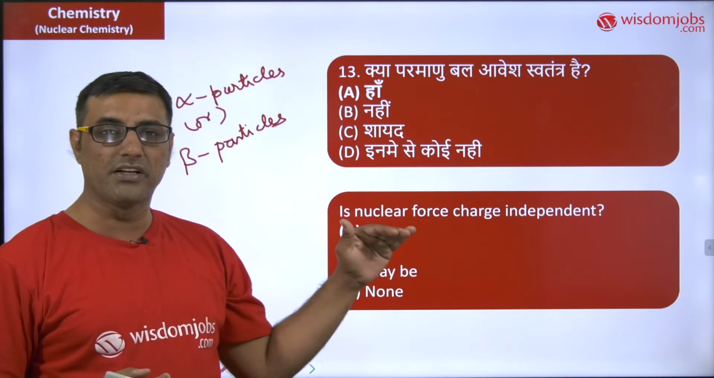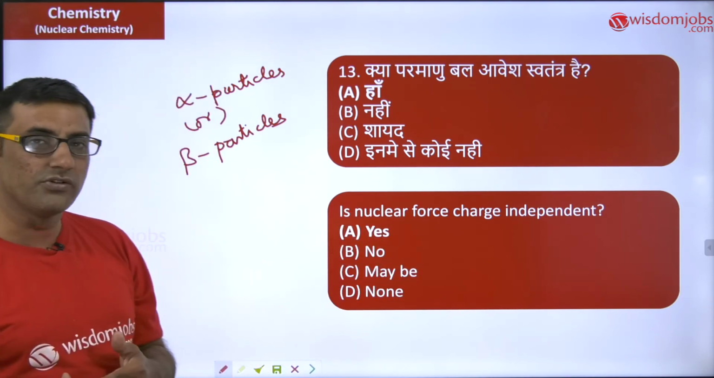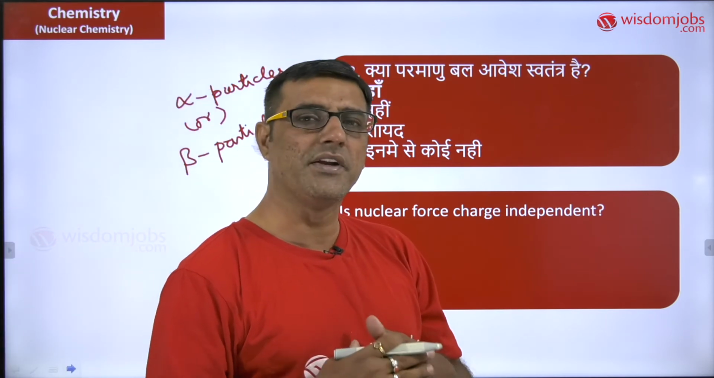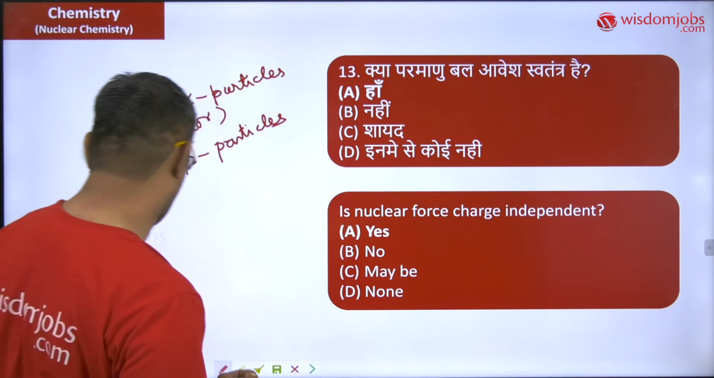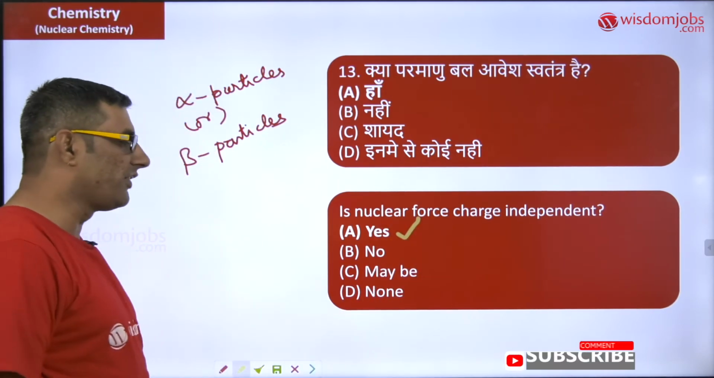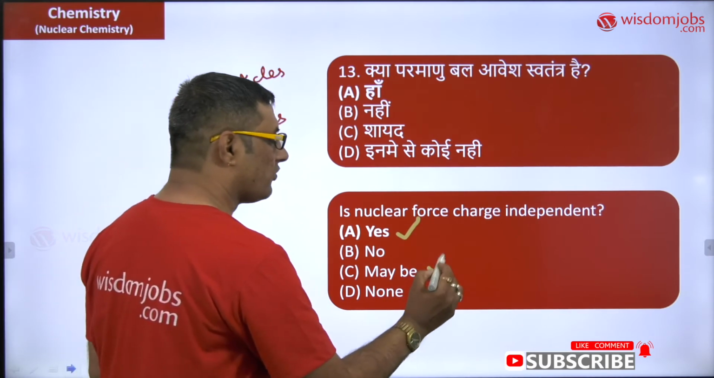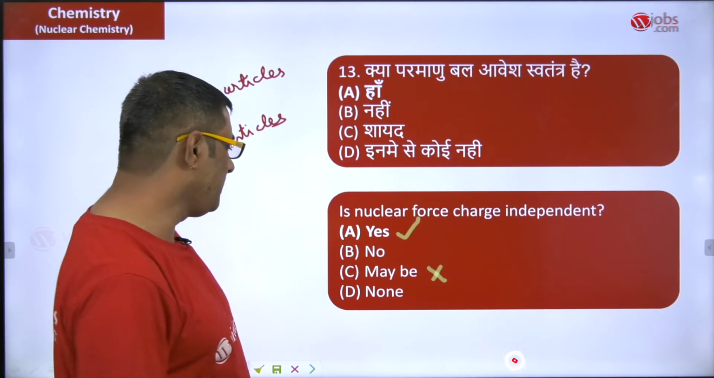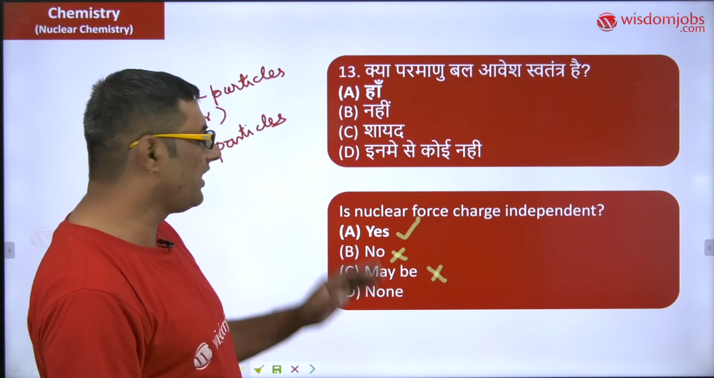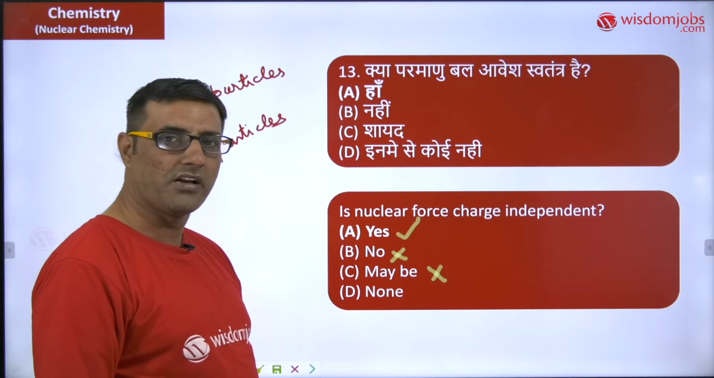So for that statement, what would be the answer? Yes. So the nuclear force is definitely charge independent. So obviously the correct option is A. We cannot say maybe because there is no such option, and the option of no is anyhow incorrect. So obviously A is the correct option for this particular question.